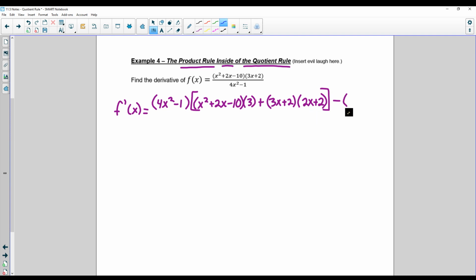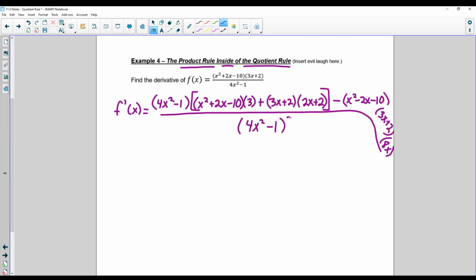So my high is all of that top. Sorry, this is totally running out of room. So I'll write it sideways, I guess. 3x plus 2. And then, so there's my high, d low. So all that would be times the derivative of the bottom, which is actually nice. It's just 8x. All right. And then all of this is over the bottom squared. Oh, man, that's hard and that's awful.